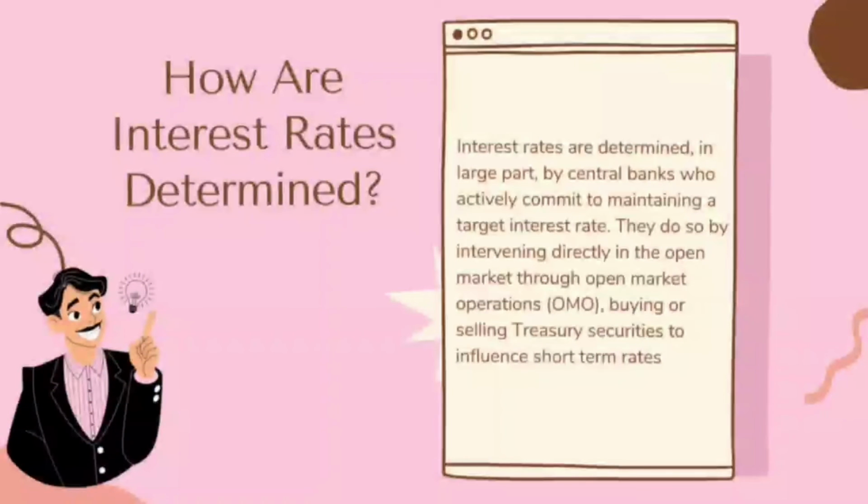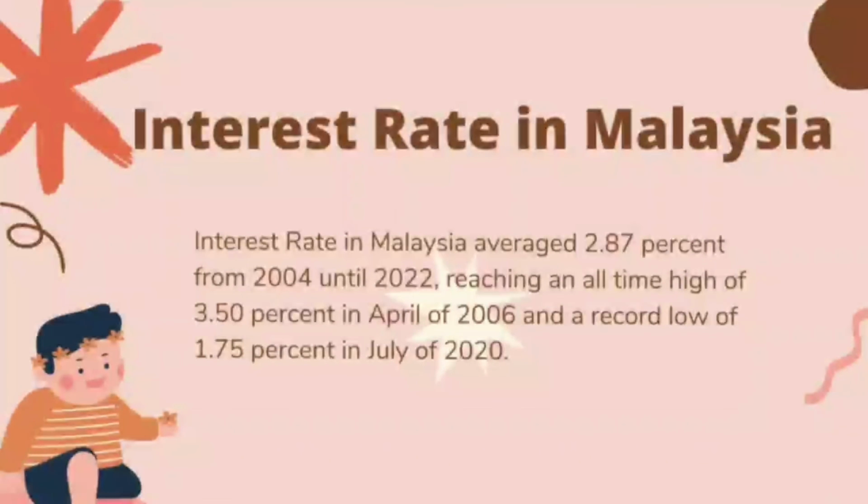How are interest rates determined? Interest rates are determined, in large part, by central banks who actively commit to maintaining a target interest rate. They do so by intervening directly in the open market through open market operations, OMO, buying or selling treasury securities to influence short-term rates. Now, what is the interest rate in Malaysia? Interest rate in Malaysia averaged 2.87% from 2004 until 2022, reaching an all-time high of 3.50% in April of 2006 and a record low of 1.75% in July of 2020.